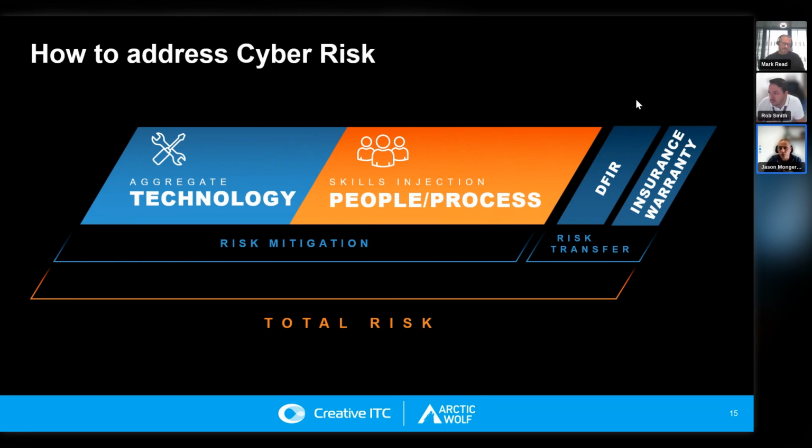And there can be some financial risk transfer as well. Cyber insurance is a classic example of that, where there's some financial recovery that you can call on in the case of a real incident, and warranties as well. At Arctic Wolf, we do a security operations warranty, up to $1 million worth of warranty. So the combination of mitigating the majority of the risk, 98, 99% of it, and then transferring that residual to experts or financially, will allow you to address that total risk. Next slide, please.